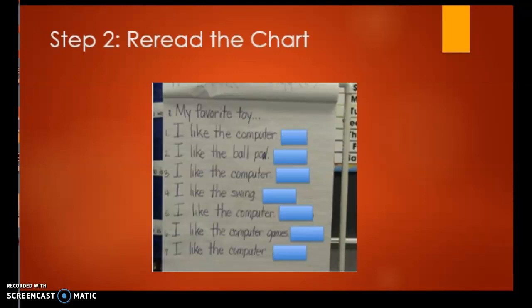But you can read this sentence chart however best fits your class's needs. So whether that's printing out the sentence chart and giving it to each student, having them read it individually, whatever works for your students at the time.